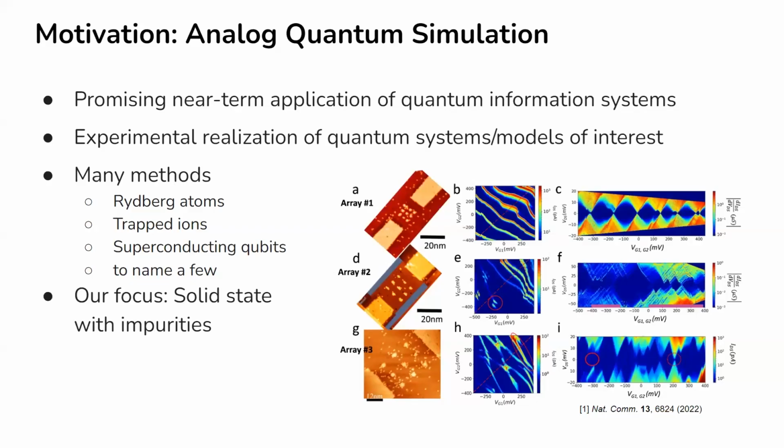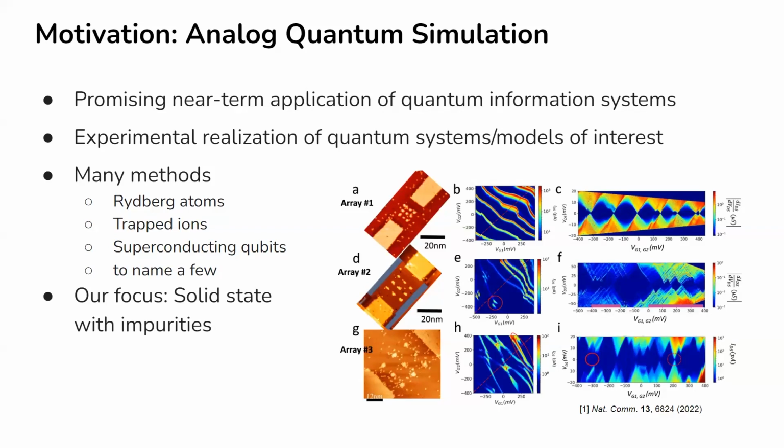So why are they working to build these devices? The answer is analog quantum simulation, which is effectively a near-term application of quantum information systems by which we can realize a quantum system in the lab at a scale that would be impossible to simulate on a classical computer. There are lots of different methods to do this because there are lots of different quantum systems that scientists are studying. We have Rydberg atoms, trapped ions, superconducting qubits, and many others, including solid state devices with impurities like the ones I'm telling you about.